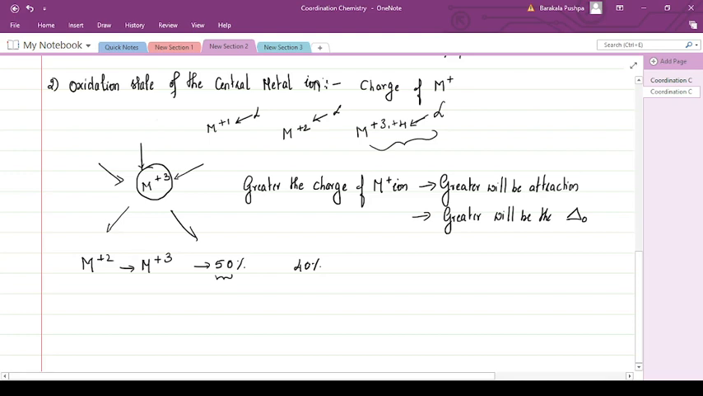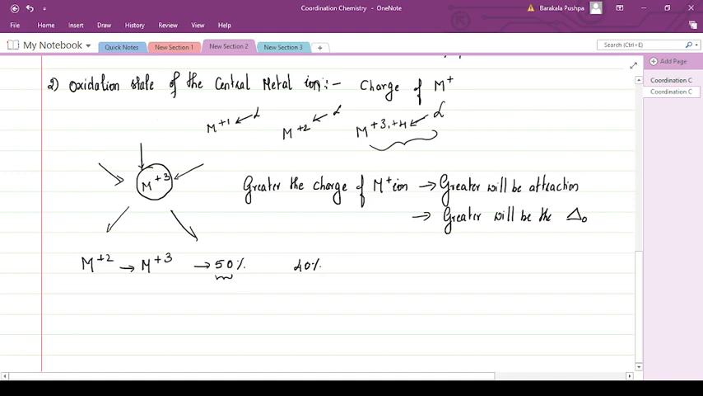So, the oxidation state of the central metal ion: we know that the metal is a positively charged species. It is an electron deficient ion, and it keeps vacant d orbitals ready for the ligands to come and form coordinate covalent bonds. But what happens as the metal charge increases, the greater will be the attraction between the negatively charged ligands and the positively charged metal ion. And when the attraction is more, the splitting will be greater.